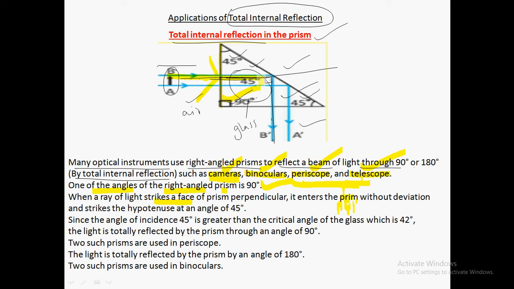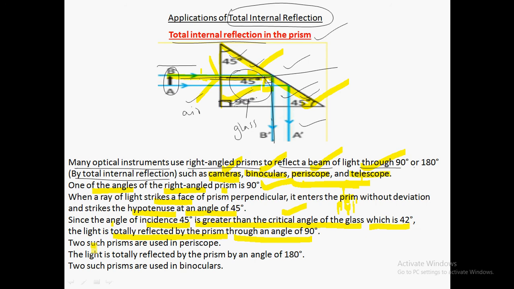It directly enters and strikes the hypotenuse, which makes an angle of 45 degrees. Since the angle of incidence is 45 degrees, which is greater than the critical angle of the glass, which is 42 degrees, the light is totally reflected by the prism through an angle of 90 degrees.